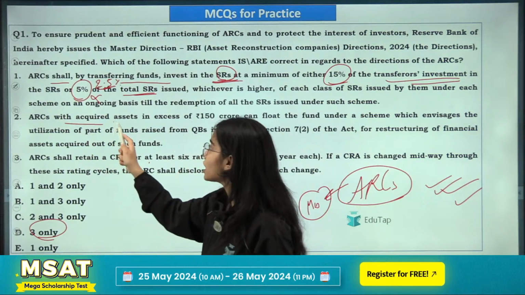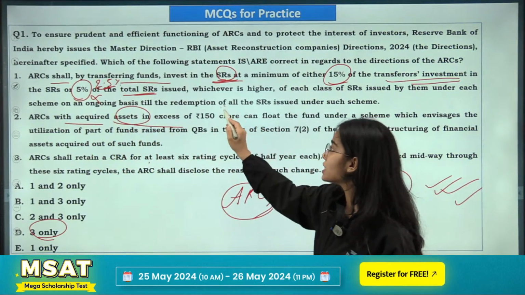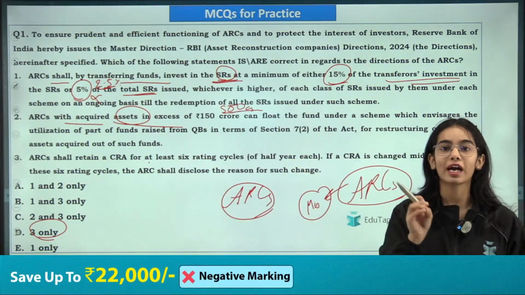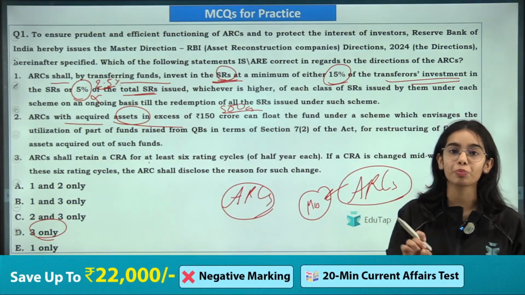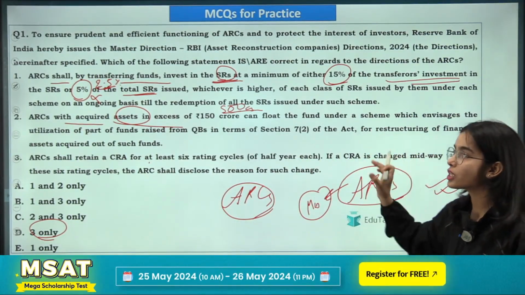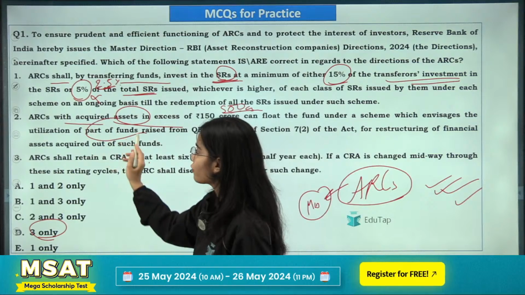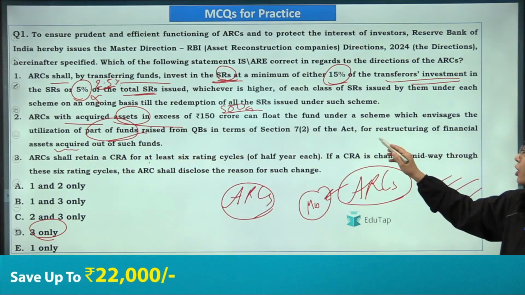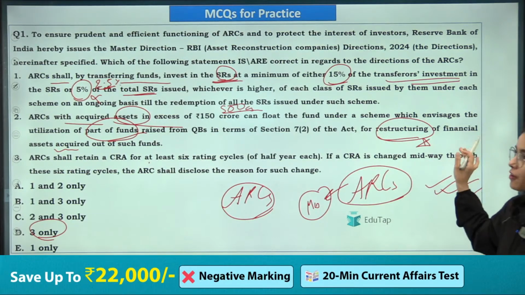Next, ARCs with acquired assets in excess of rupees 500 crores. If the ARC has acquired a financial asset whose value is rupees 500 crores and more, in that case part of the funds can be used for reconstruction or restructuring of the financial asset.